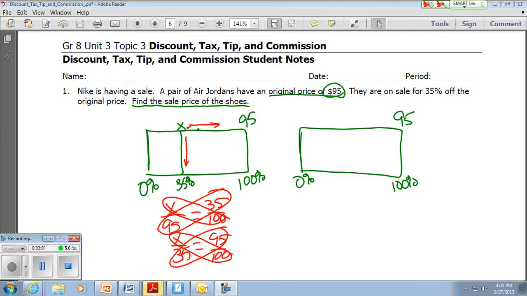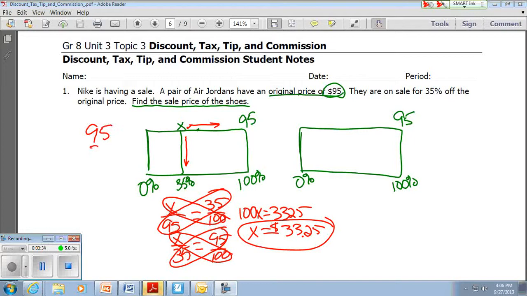And then that becomes 100X is equal to 3325. And then if I divide both sides by 100, I'm going to get $33.25. Now, is that my answer? That's not my answer. That's the discount amount. So by doing it this way, I found the discount. Now I'm going to have to subtract that from my original price of $95.